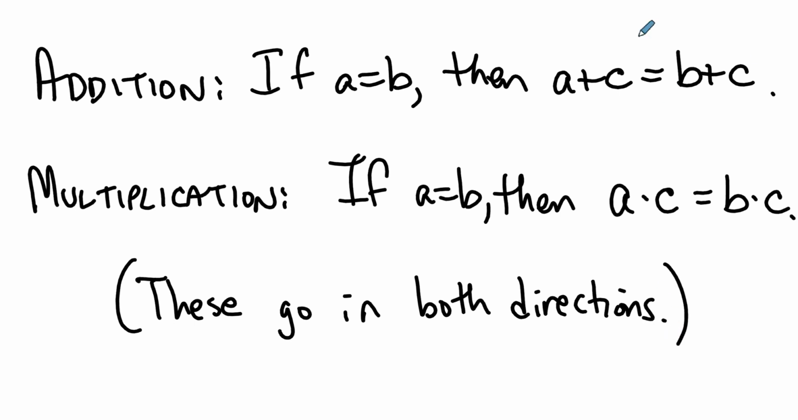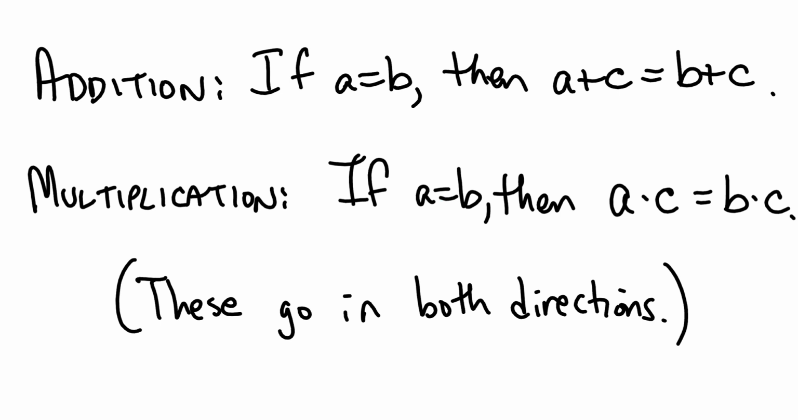which is to say, if you were to know that A plus C equals B plus C, you would conclude that A equals B. If you know that A times C equals B times C, and C is not 0, then you know that A equals B.